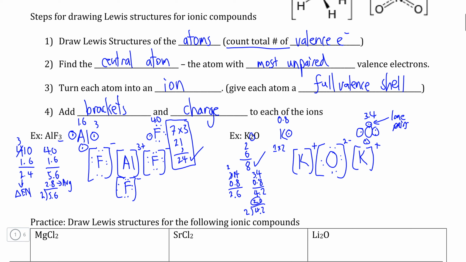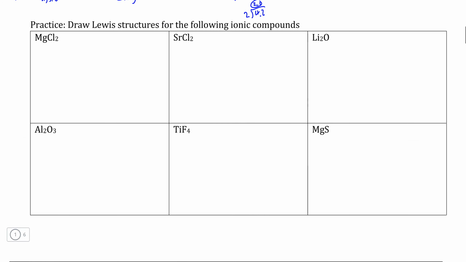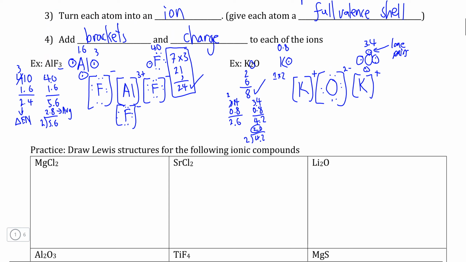And that is our summary of how to draw ionic Lewis structures. Before you watch the video outlining how to draw covalent Lewis structures, see if you can draw the following ionic compounds below, as well as use electronegativity difference and average in order to determine that an ionic Lewis structure is what we need to draw in the first place.